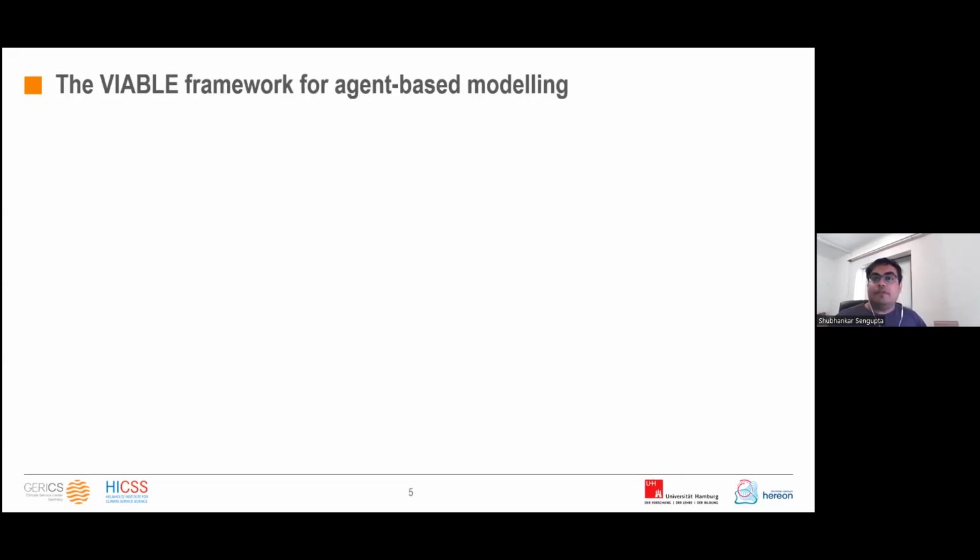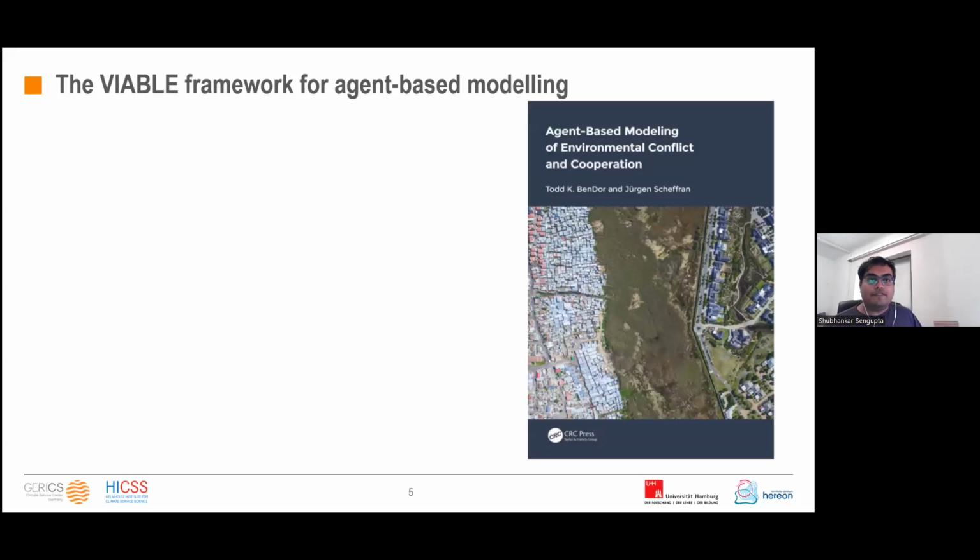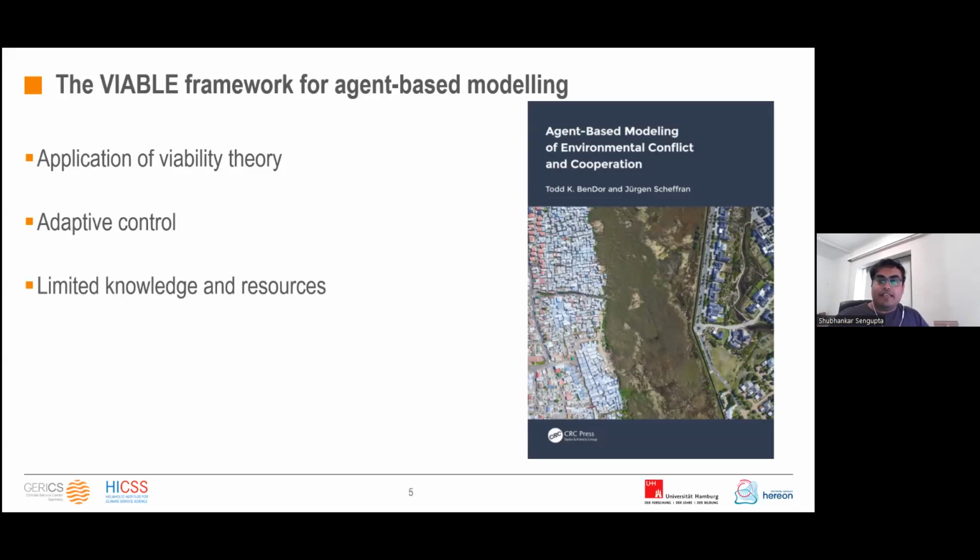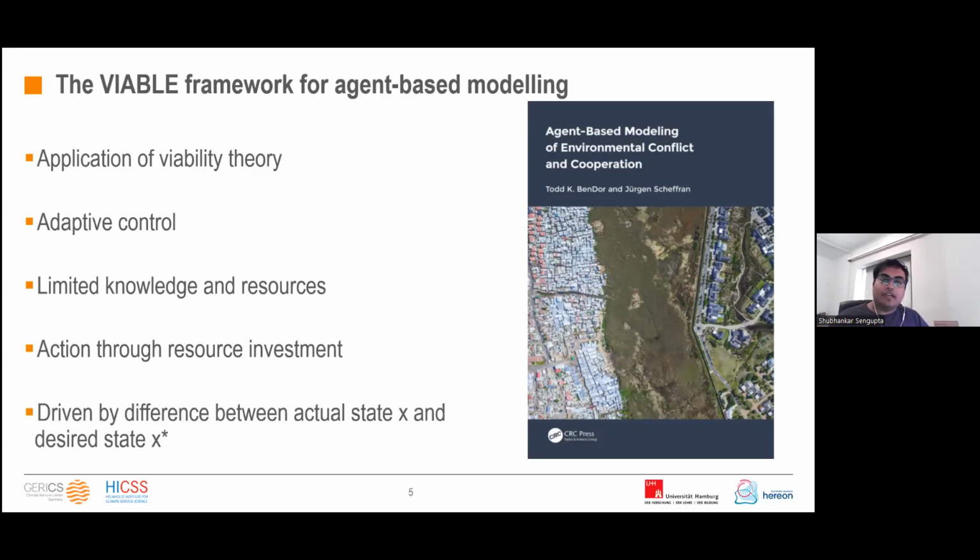So for our model, we employ the viable framework for agent-based modeling and implement it for a single agent case in a coastal city. The framework developed in Professor Sheffron's work is related to viability theory, which seeks to describe agents bounded to an area within which they are viable. Agents in these systems possess adaptive control, which means they act on the system using their limited capabilities in an effort to adapt to it as it changes. The driving force for agent action in the viable framework is the gap between the current state of the system and the agent's desired state.